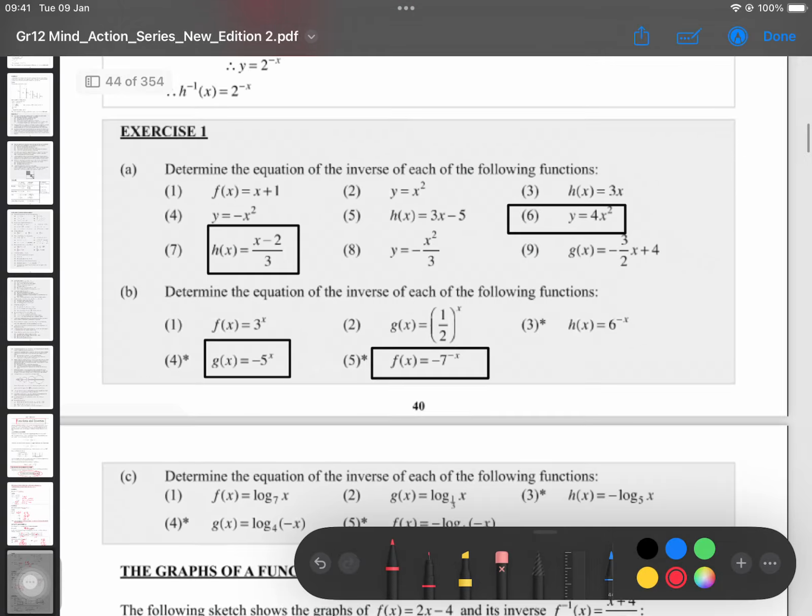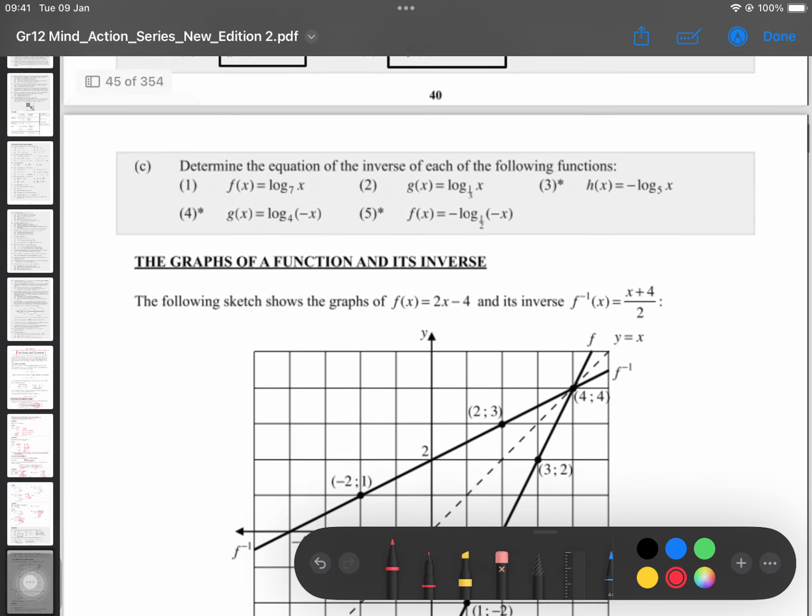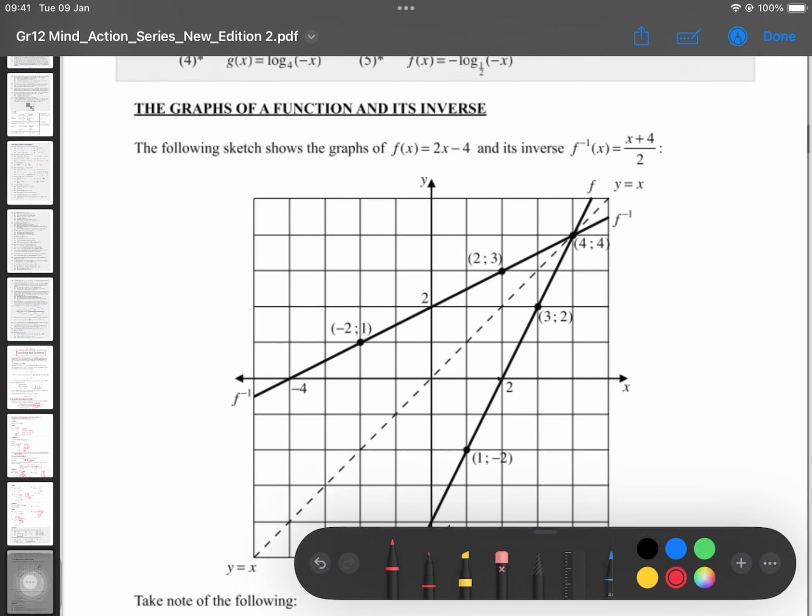You can try the exercise for yourself. And we're going to get into the graphs of a function and its inverse.